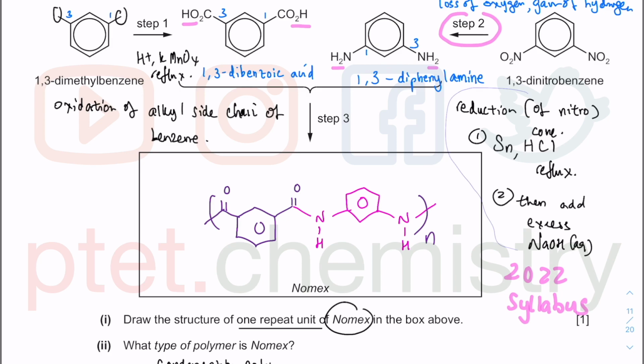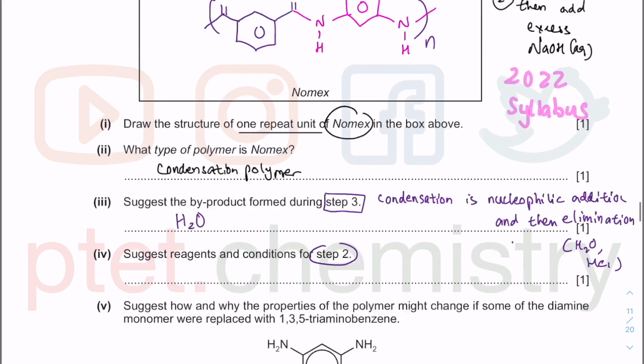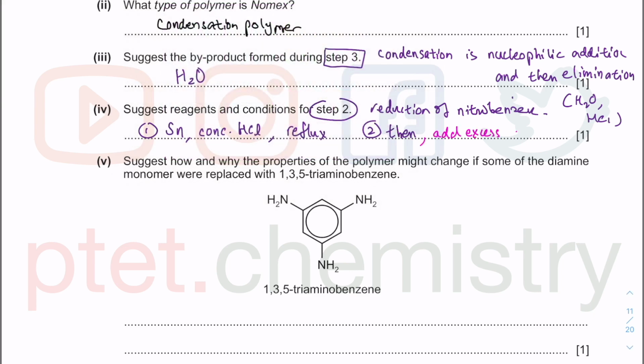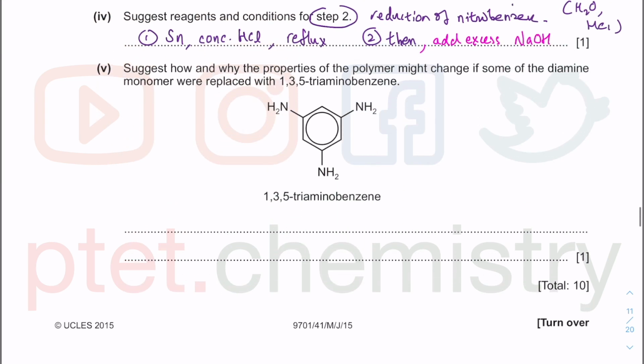So I'm just gonna copy paste that so that I don't have to write. Actually, I can write the whole thing. This is reduction of the nitro group of nitrobenzene. As I did mention, we can start off with tin and concentrated HCl. They also want the condition, so reflux that. Then, very importantly, you have to add excess NaOH so that you can neutralize all the concentrated HCl and give you back the phenylamine form.